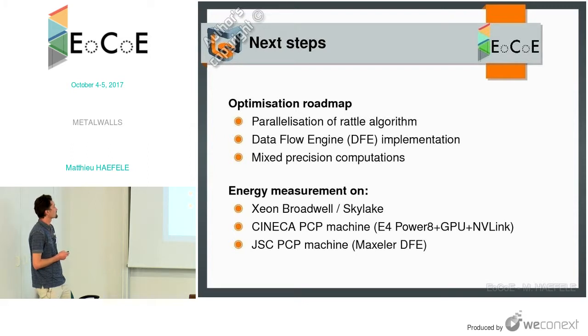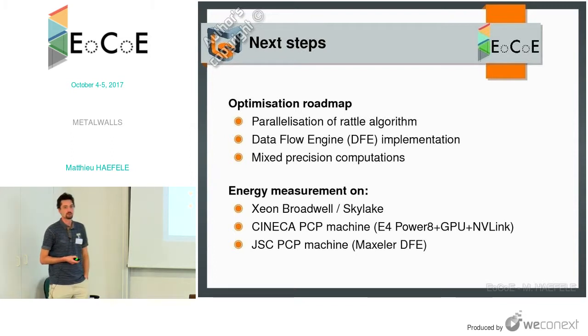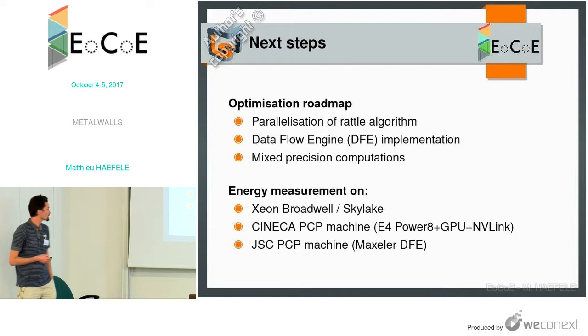Something that could be interesting to look at is mixed precision computation, in order to put some parts of the code that are now in double precision back to single precision, in order to win a factor of 2. From the energy point of view, I would like to improve the precision of energy measurement on Xeon processors.